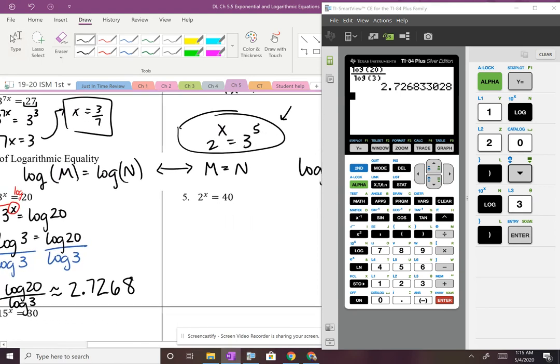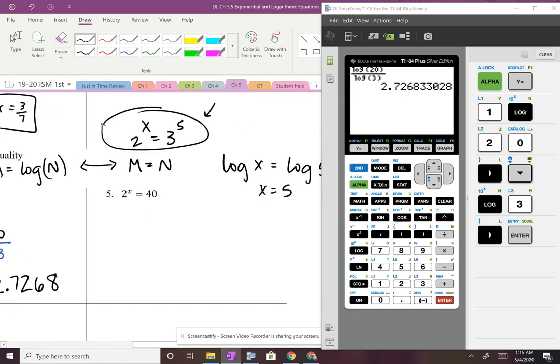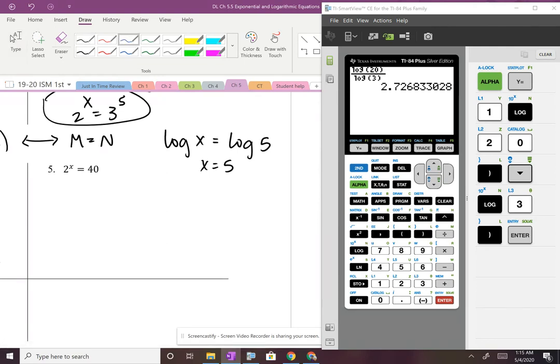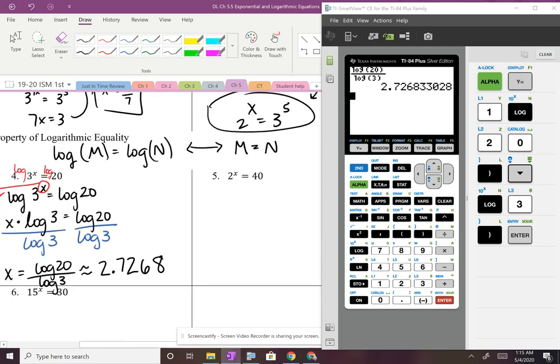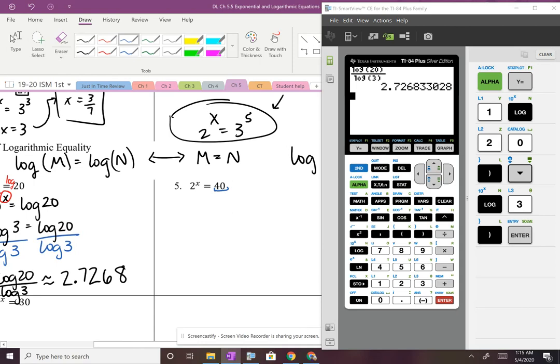So if you look at number 5, again, 40, we can check to see if 40 can be made as 2 to a power, but we already know that 2 to the 5th power was 32 from earlier. So 2 to the 6th power is 32 times 2, or 64. So that breaks up 40. There's no way to write 40 as a power of 2. So now, since we know we can't write 40 as a base of 2 to set our exponents equal, we're going to take the log of both sides, and this is what it looks like.